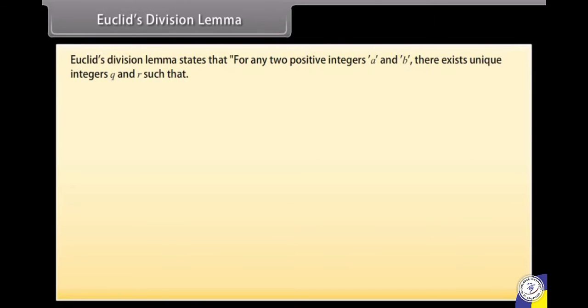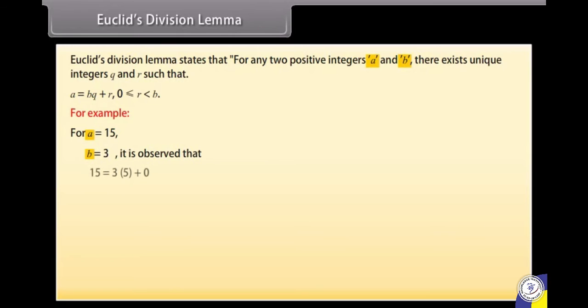Euclid's Division Lemma. Euclid's Division Lemma states that for any two positive integers a and b, there exist unique integers q and r such that a is equal to bq plus r, 0 is smaller than or equal to r, which is smaller than b. For example, a is equal to 15, b is equal to 3. It is observed that 15 is equal to 3 into 5 plus 0, where q is equal to 5 and r is equal to 0.